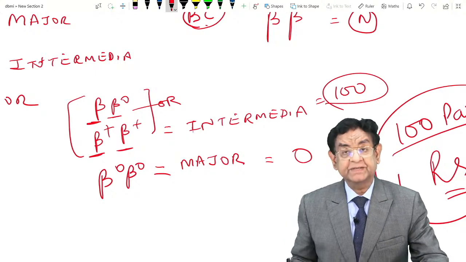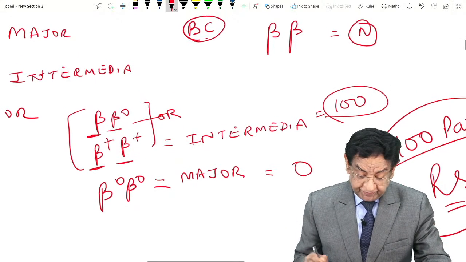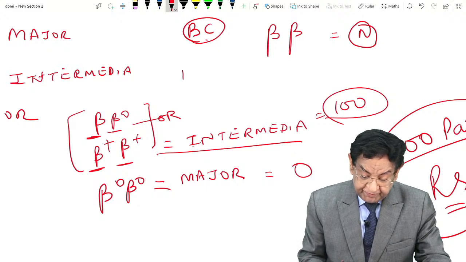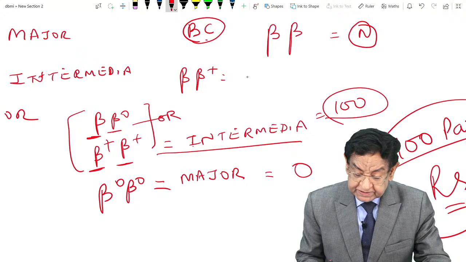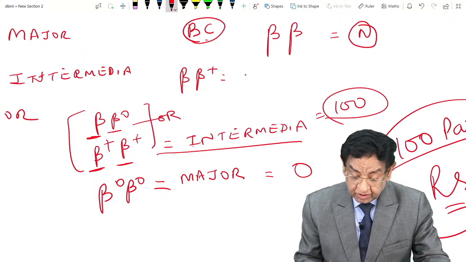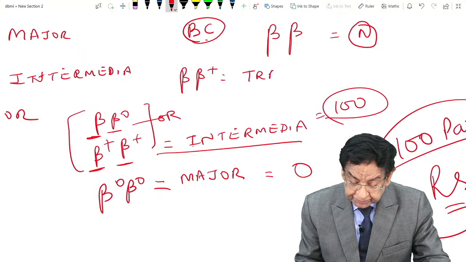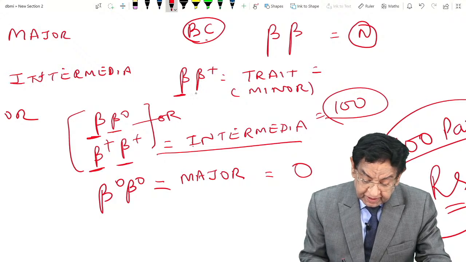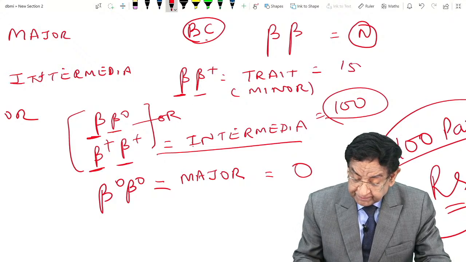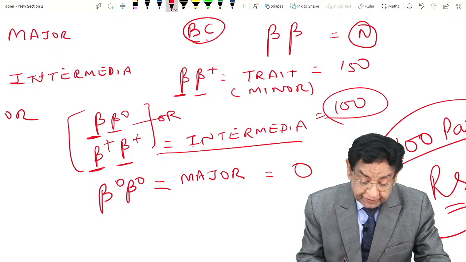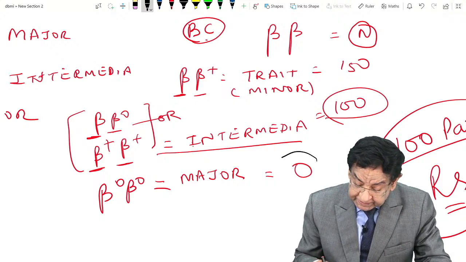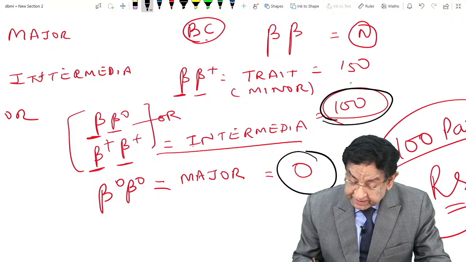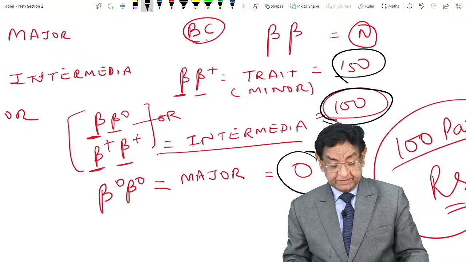100 paisa. But if this is intermedia, but if you get B and B plus, this is minor, also called trait or minor. The value is 150. So friends, 0 paisa, 100 paisa and 150 paisa.